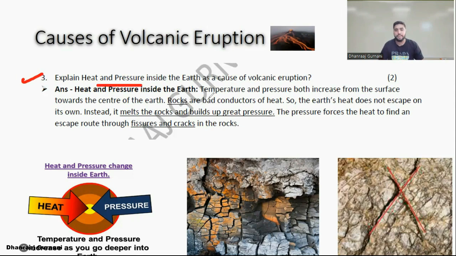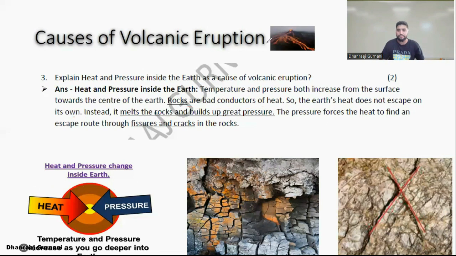The question is, explain how heat and pressure inside the earth can cause a volcanic eruption. You have three causes in your syllabus. This is the first one. What does the matter say? Heat and pressure inside the earth. Temperature and pressure both increase from the surface as you go towards the center of the earth. Heat and pressure both will increase as you go from the surface towards the center of the earth.